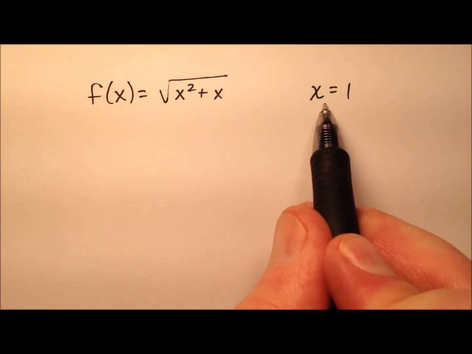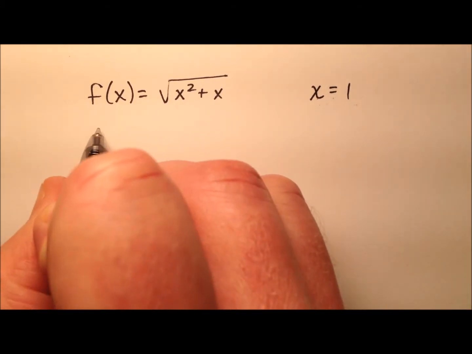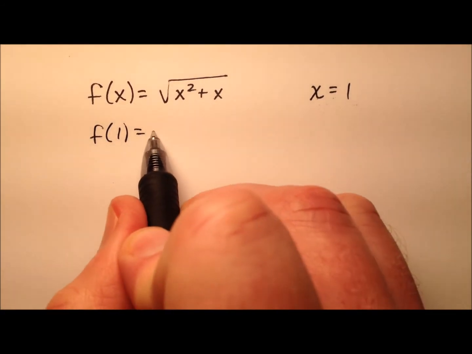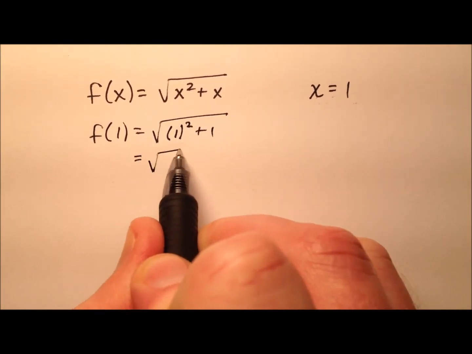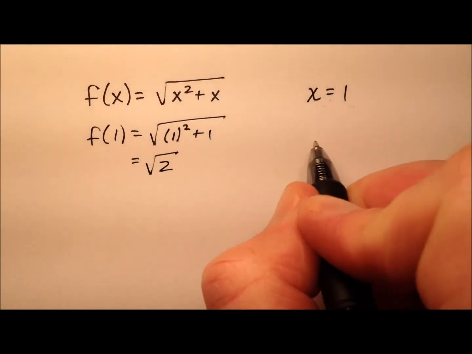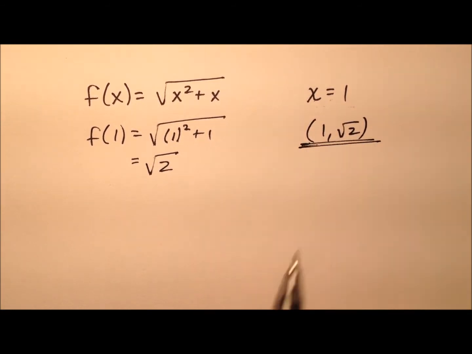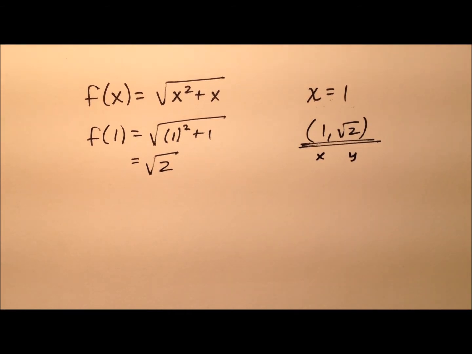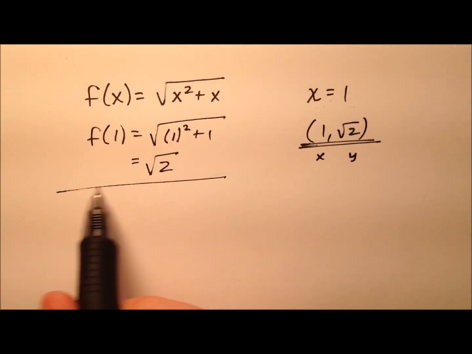Well, I can find the point that it passes through by using the x-coordinate x equals 1 and plugging that into my function. f of 1 will be the square root of 1 squared plus 1, so it looks like the square root of 2. So my ordered pair then is (1, square root of 2). That gives me an x-coordinate and a y-coordinate, so whenever I write my equation in point-slope form, I'm good to go. The other thing I need is the slope.